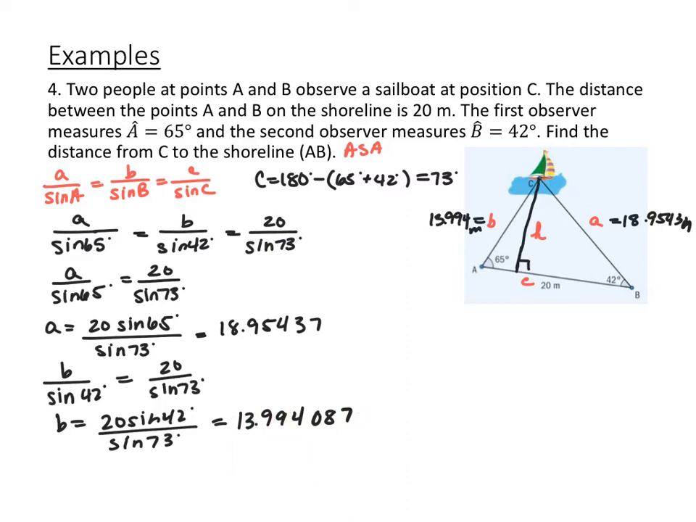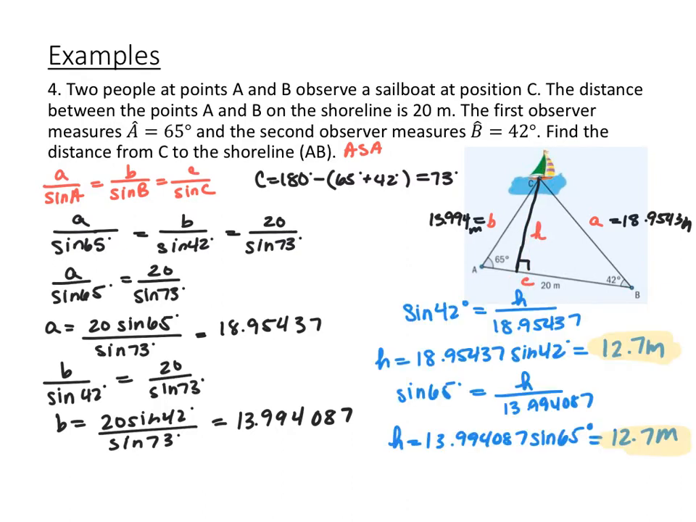So now, depending on which side you found, you have a right triangle. You can use that right triangle to help you find this height. If you haven't already done so, go ahead and pause the video and find the distance from the sailboat to the shoreline. Depending on which hypotenuse you found, you're going to set up SOHCAHTOA, and you are looking for the opposite, and you have the hypotenuse, so that's sine.